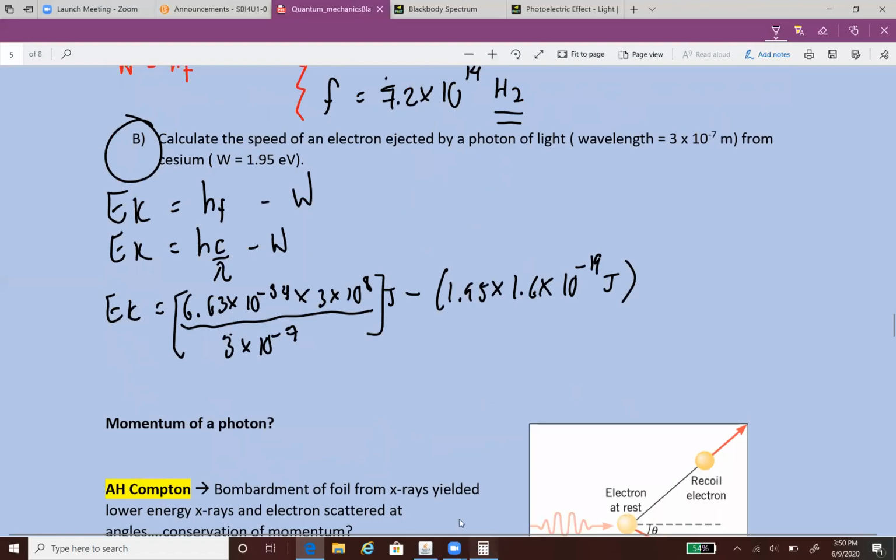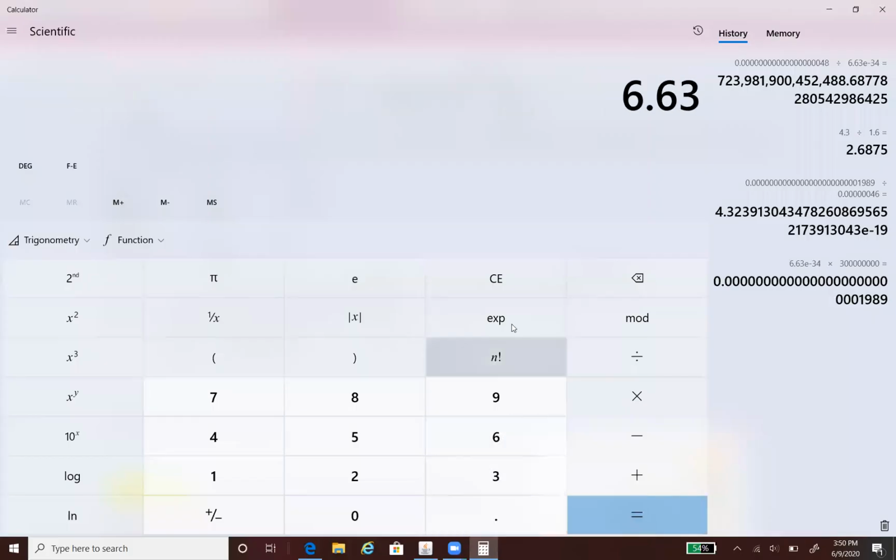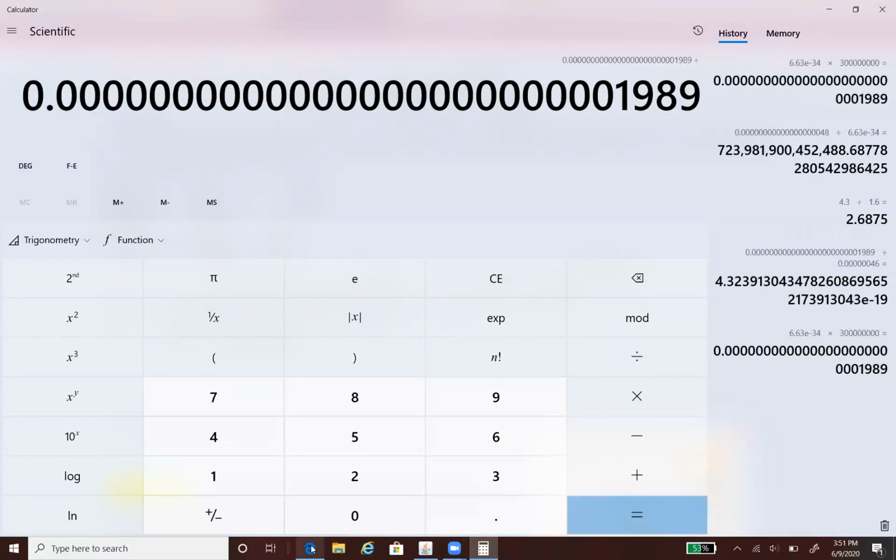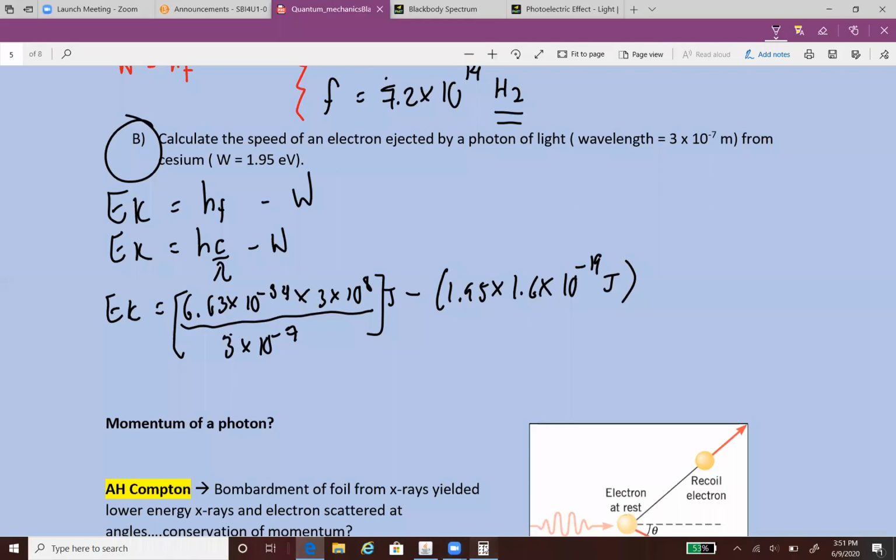Okay, so Planck's constant times the speed of light. Oops, what happened there? Sorry. Times the speed of, did it not clear? Sorry, something doesn't clear it. All right, divided by, what was the wavelength? The wavelength was 3 times 10 to the minus 7.